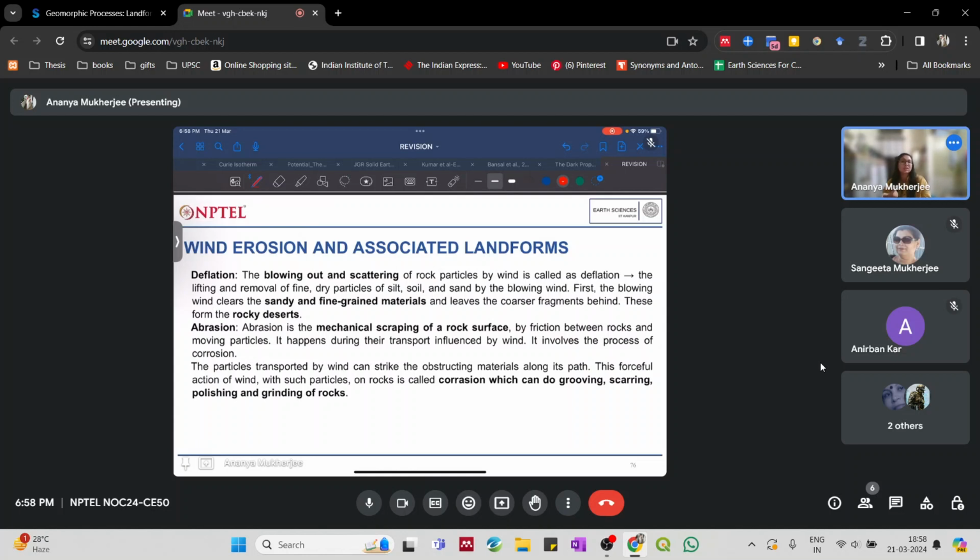And abrasion happens when the sediments or the material being transported by the winds erode because of the frictional action between the material carried by the wind and the rocks or features that the wind intercepts during its movement. And you can have grooves and scars and grinding of rocks that happen due to the erosional activity carried out by the wind because of the sediments being transported by the wind.